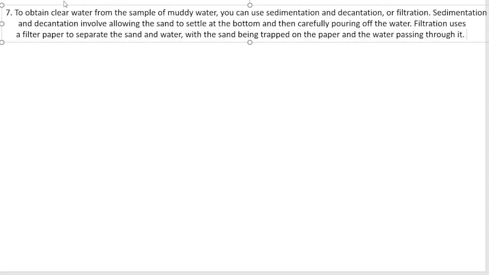So, to obtain clear water from the sample of muddy water, you can use sedimentation, decantation and filtration. Sedimentation and decantation involve allowing the sand to settle at the bottom and then carefully pouring off the water. Filtration uses a filter paper to separate the sand and water, with the sand being trapped on the paper and the water passing through it.